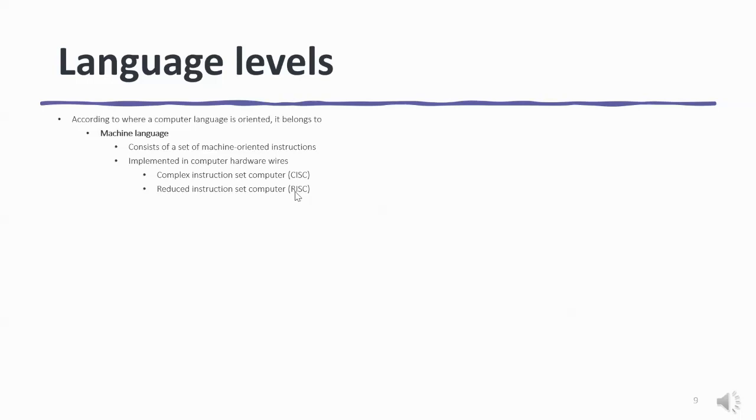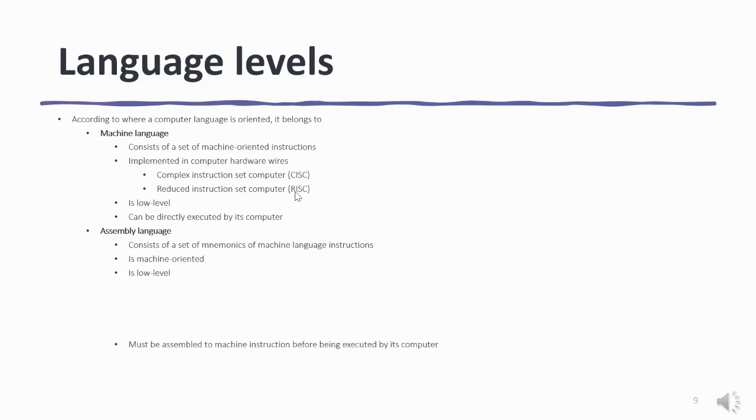An assembly language consists of a set of mnemonics of machine language instructions. So it is a machine-oriented and low-level language. Assembly language instructions must be converted, or say assembled, into machine instructions before they can be executed by its computer.